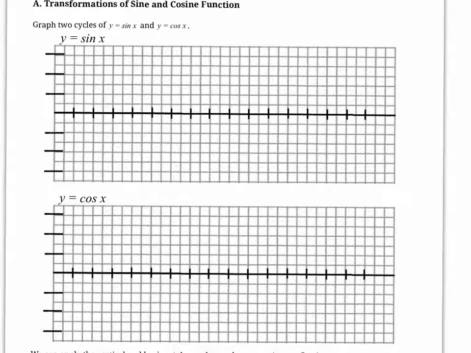Before we start transforming sine x and cos x, let's just do a quick refresher of what these graphs would look like. So we're asked to graph 2 cycles of sine x and then 2 cycles of cos x. So the first thing I'm going to do is add in a scale. If we're doing 2 cycles of both sine x and cos x, we know one period is 360. So if we are going to do 2 cycles, we need to make sure we get to 720. So I'm going to skip every 4 boxes and call that 90 degrees. So we'll have 90, 180, 270, 360, and so on.